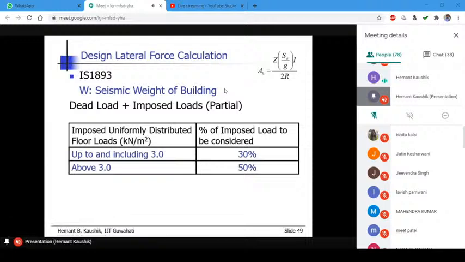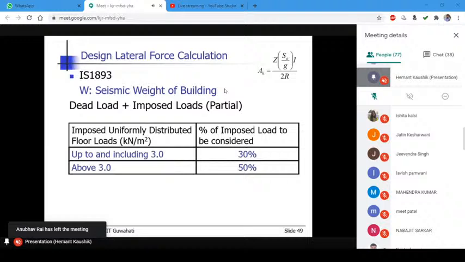And why is it so? The reason is again very simple, that earthquakes do not occur frequently and the live load may not be there fully when the earthquake struck. For example, a classroom. So in a classroom, the duration of the classes is maximum 8 hours per day. It's only 1/3 of the time, right? And even during that 8 hours, it's possible that full live load may not be there. So the code allows you to consider less loads.